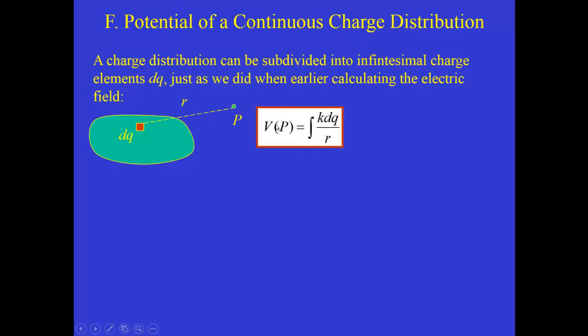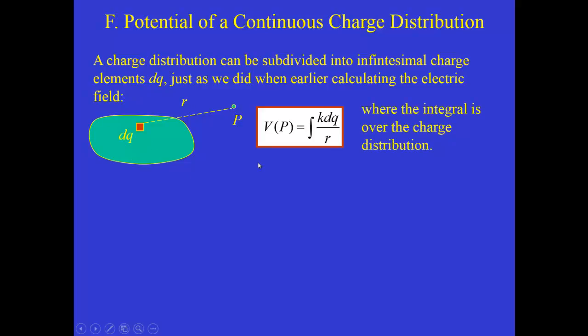So that means that if we treat this infinitesimal element as a point charge, its electrostatic potential contribution would simply be k dq over r at point P. So if we integrate that quantity, we will get the total electrostatic potential at that point. The integral represents the entire volume or length or surface of the charge distribution itself.